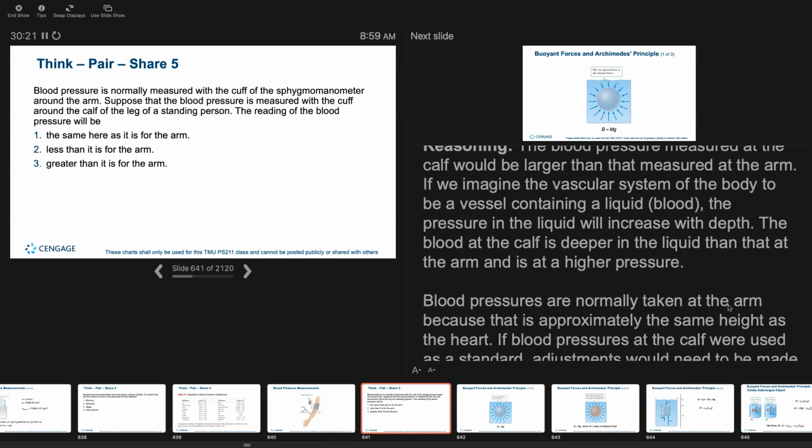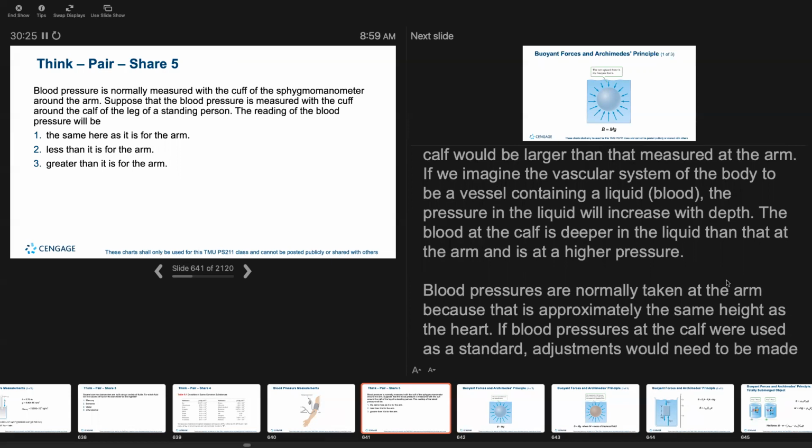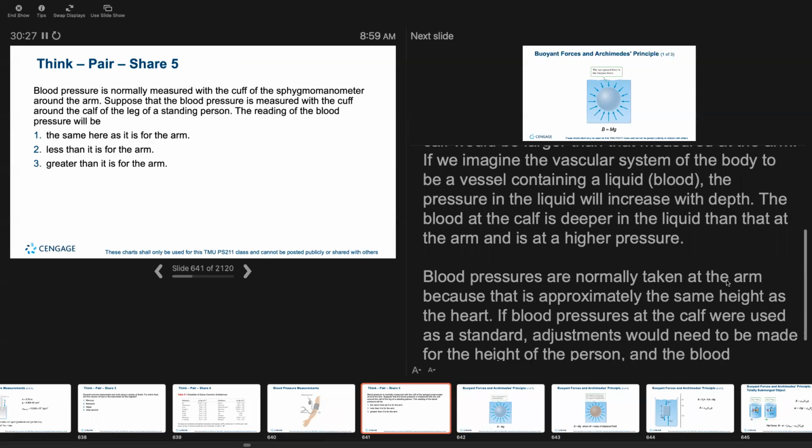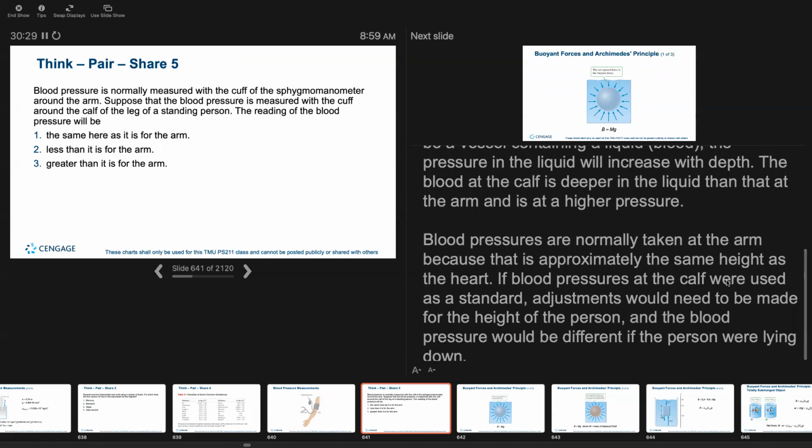Blood pressures are normally taken at the arm because this is approximately the same height as the heart. If blood pressure at the calf were used as a standard, an adjustment would need to be made for the height of the person. The blood pressure would be different if the person were lying down.